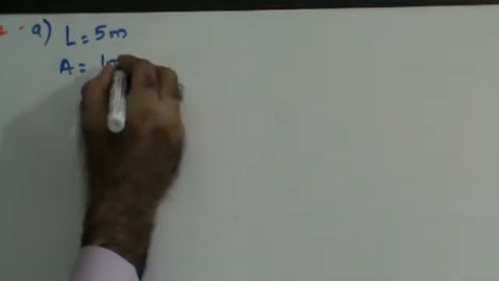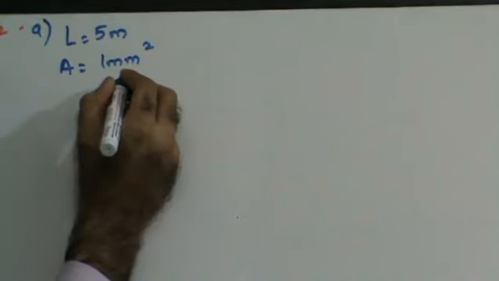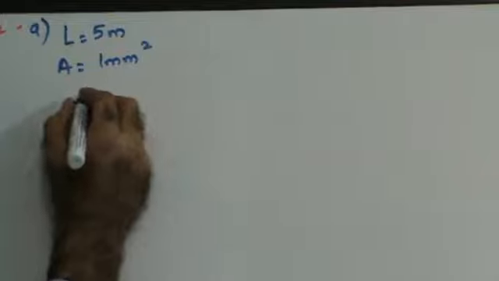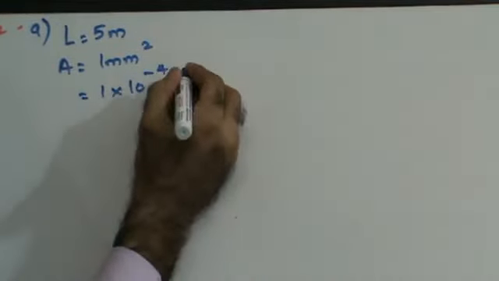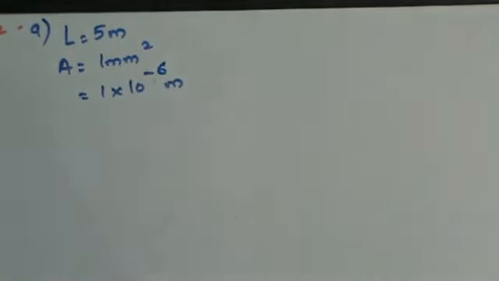A brass wire of length 5 meters and cross section area 1 millimeter square, which can be written as 10 raised to minus 6 meter square, because when you are converting from millimeters to meter, it is 10 raised to minus 3, so meter square will be 10 raised to minus 6, you square the thing.